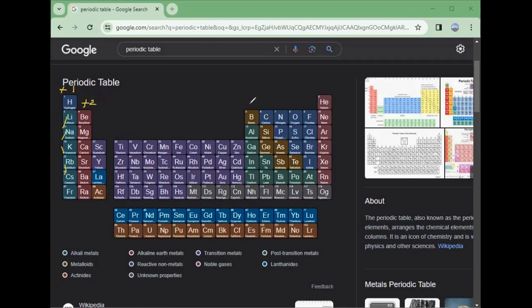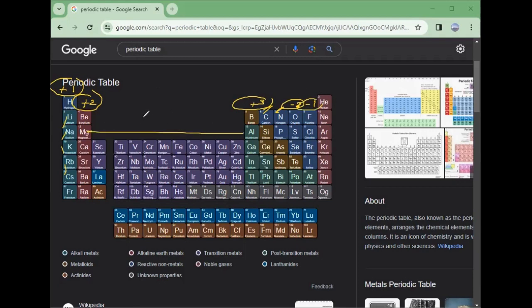Group 2, +2, group 3, +3, group 6, -2, group 7, -1. Why I did not tell you about group 4 and 5? Because in class 6 and 7, you will not be needing it. So we will see them later. Group number 1, the valency is +1. Group number 2, the valency is +2. Group number 3, the valency is +3. Group number 6, -2. Group number 7, -1.